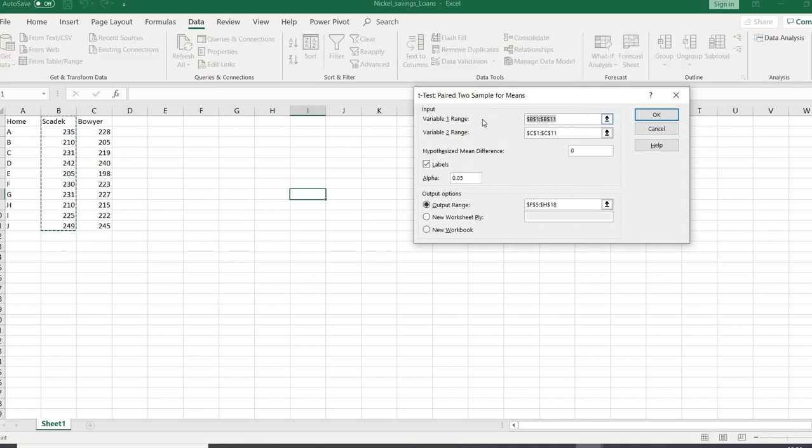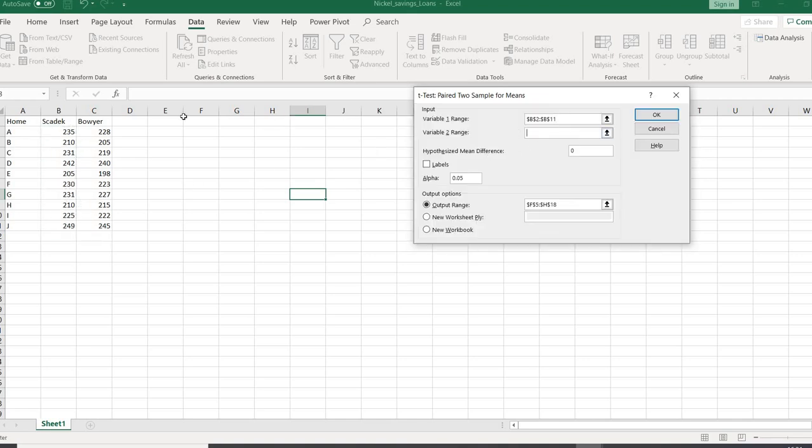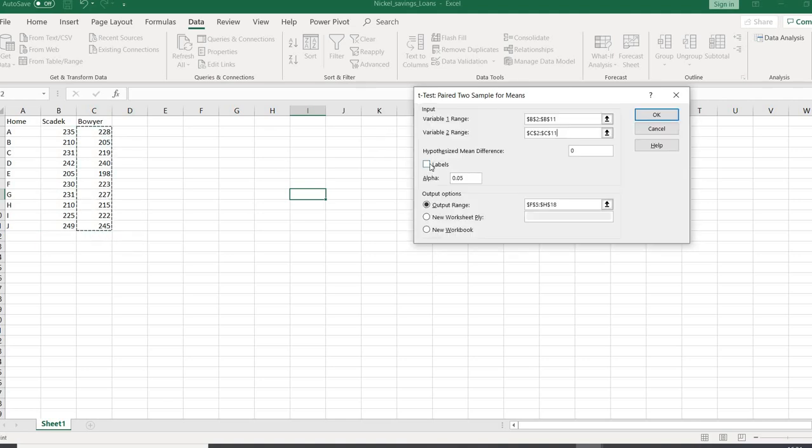So now you will fill in the information as we always do. I will untick the labels. I will come here and select sample 1, and I will come here and select sample 2. Okay, I untick labels. The hypothesized mean difference is 0. That's why I keep 0 here. I'm not using labels because I did not select the labels. But if you want to use the labels, you will select everything, and the labels you will also tick.